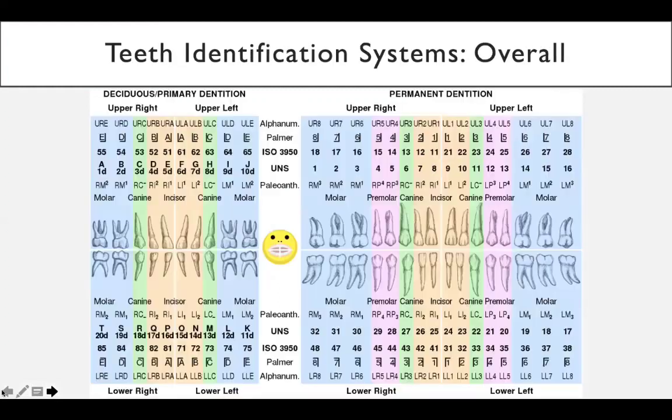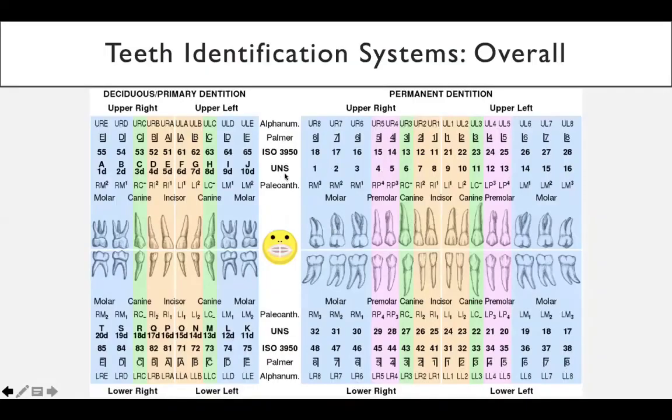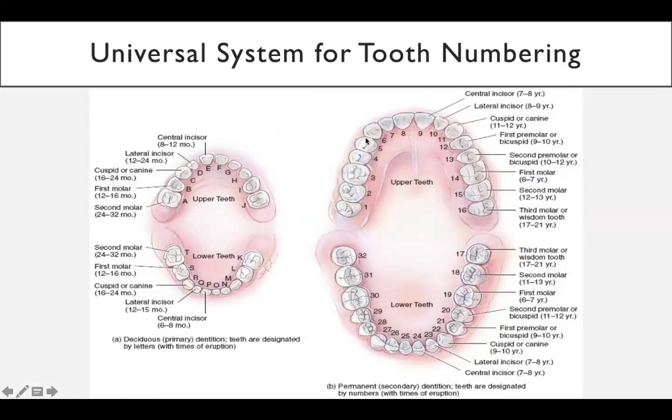Here is another view of the universal system for tooth numbering, from 1 to 16 and then 17 to 32. And for the deciduous teeth, or milk teeth, or baby teeth, we have A to J, and then K to T. In the Palmer system, we have A to E on the right and A to E on the left, for the upper and lower jaw. But for the universal system, you have A to J and then K to T.